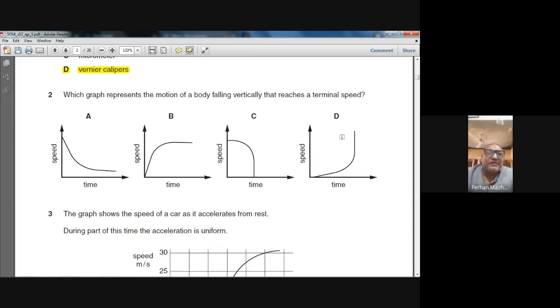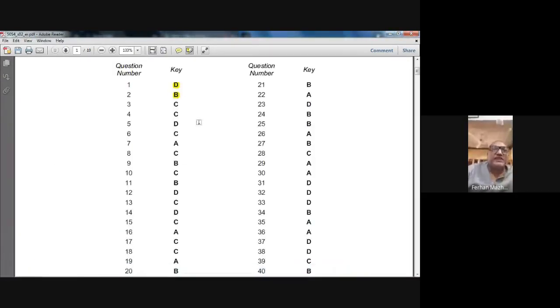In D, the curve has not become flat, so D is not the choice. B is the right choice because the velocity at the start will be zero, the velocity will increase, and the gradient of this speed time graph will gradually decrease. When you start falling, your acceleration is maximum and your velocity goes on increasing, but the value of the acceleration gradually decreases. It means the gradient of the graph will gradually decrease, and when you reach the terminal velocity, the velocity becomes constant, the graph becomes flat, the slope becomes zero, and the slope of the speed time graph is equal to the acceleration. So B is the right choice. Let me check the marking scheme. For question number two, B is the right choice.